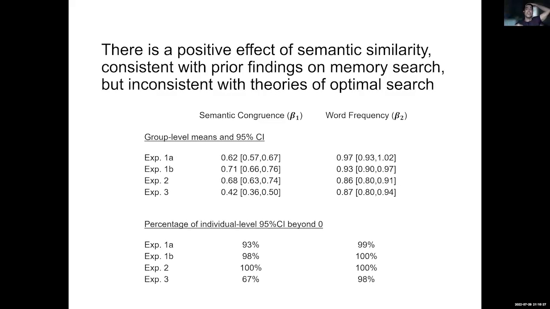The first thing that we found was these beta 1 values are all positive in all our experiments and for the vast majority of our subjects. What does this tell us? This tells us that people are searching in a manner that is positively related to semantic similarity. They're transitioning between items that are similar to each other. If beta 1 was negative, we'd be getting the opposite pattern. But we're getting a positive beta 1, consistent with what we know about research on memory search, but inconsistent with what an optimal search model would specify here.